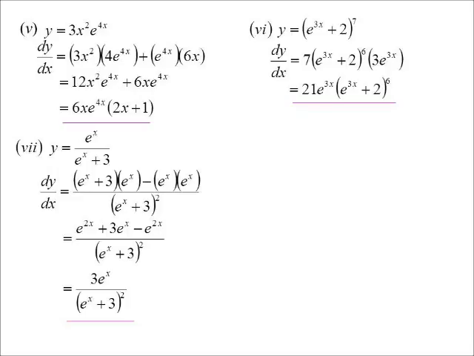So this one tidies up. The e to the 2x's cancel. We've got 3e to the x over e to the x plus 3 all squared.